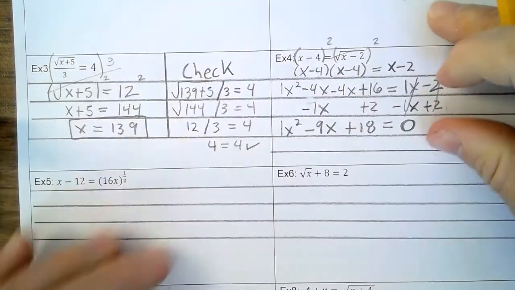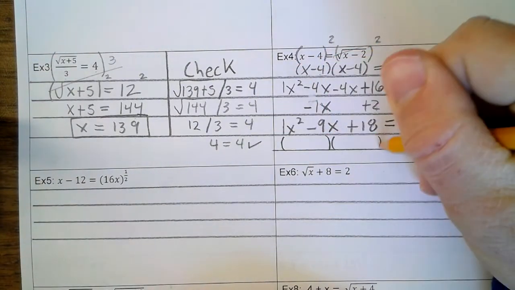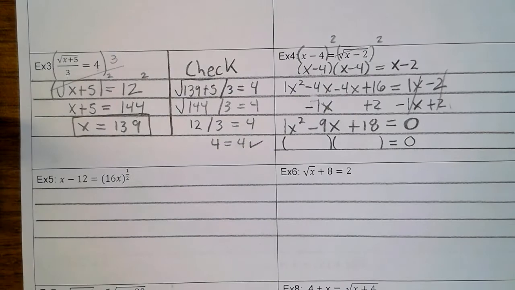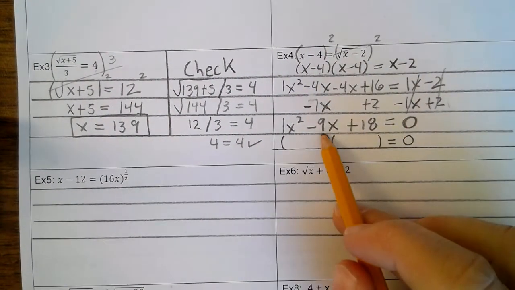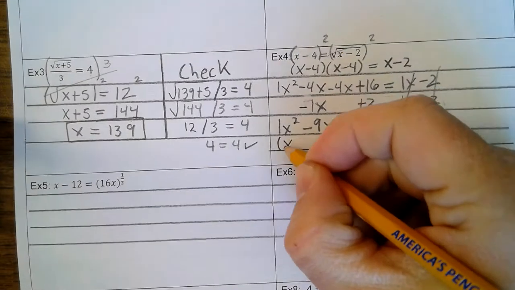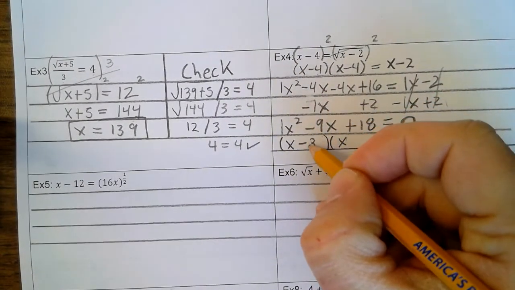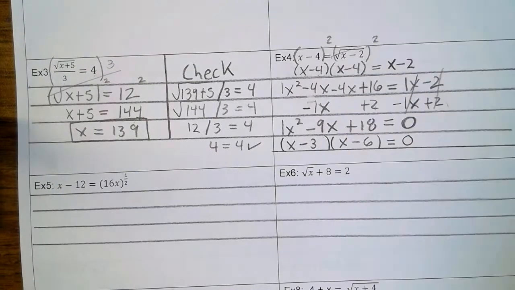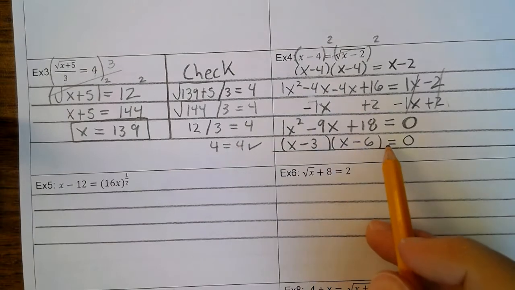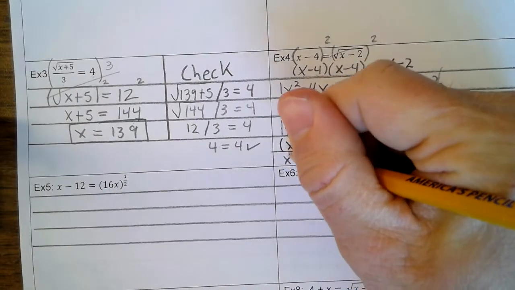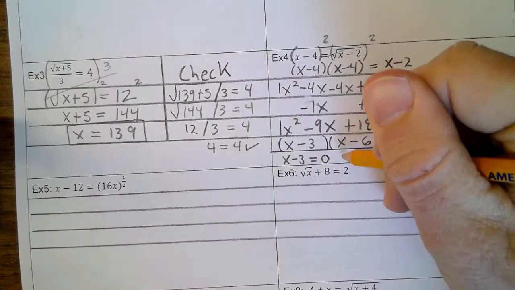So two parentheses. You think, what numbers multiply to give you 18 and combine to be negative 9? And so that would be minus 3 and minus 6. You set them equal to 0. So x minus 3 equals 0. You add 3 to both sides. So x equals 3.